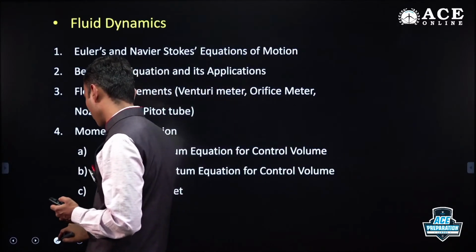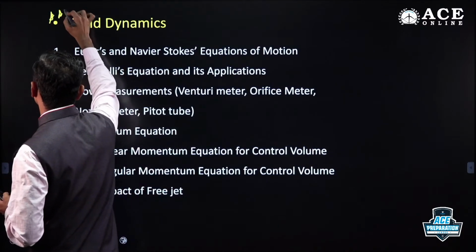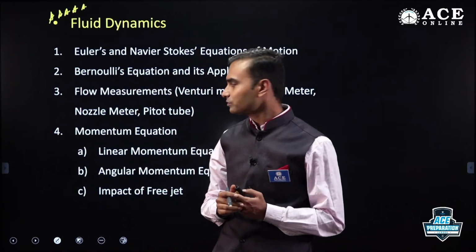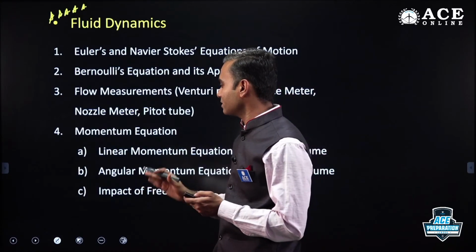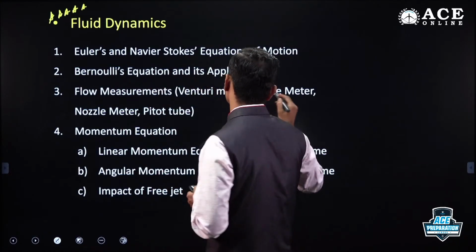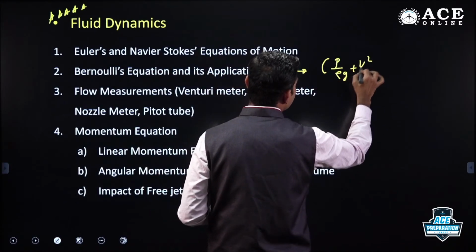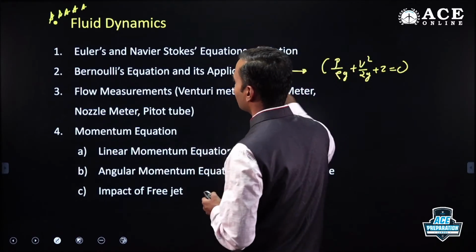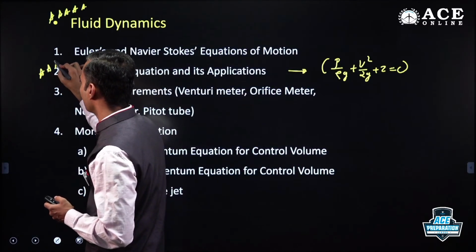This is also a very important chapter. It also has 5-star weightage. From this chapter also, every year you will get at least one question. Good thing is, unlike kinematics, it is not that mathematical. Here there are simple equations like Bernoulli's equation. Everyone knows Bernoulli's equation: P by rho g plus V square by 2g plus Z equal to constant. Based upon this simple equation, you will get maximum questions from this chapter. So the most important topic is Bernoulli's equation.